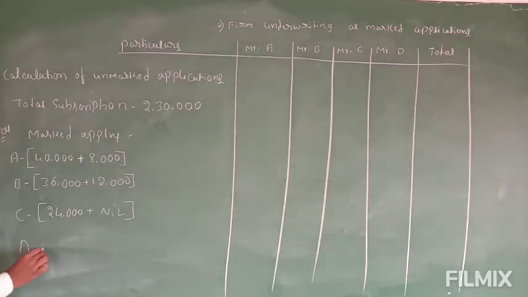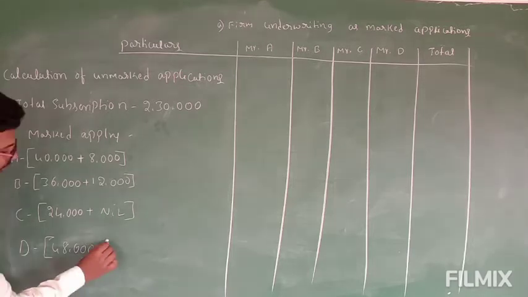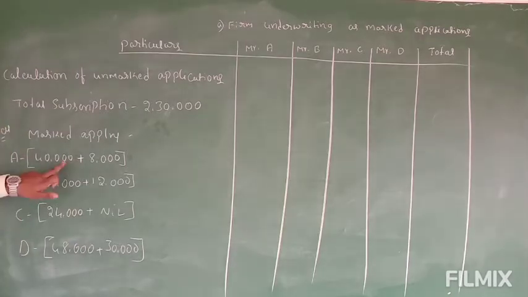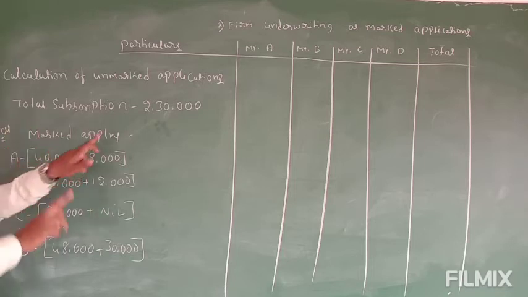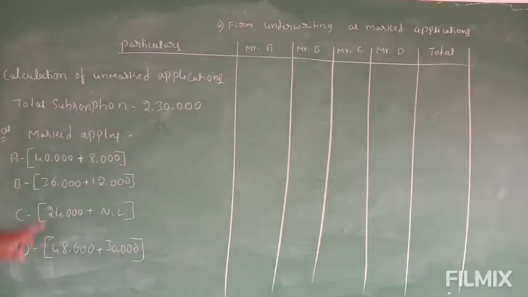And D's marked applications is 48,000 plus firm underwriting. So this firm underwriting is 30,000. So why should we add firm underwriting here to marked applications? Because in our question, you can underline over there, firm underwriting as marked applications. So we should consider firm underwriting as marked applications. So while calculating the marked applications, we should add it over here.